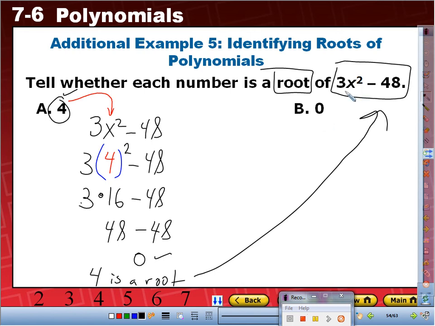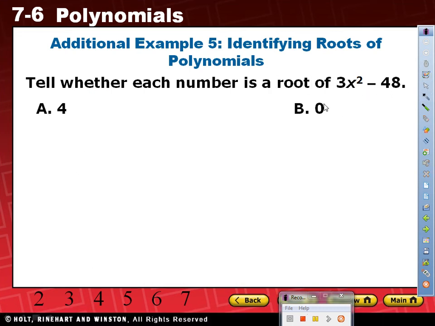Write down the polynomial 3x squared minus 48, substitute 0, please. Yeah, you can continue there. Just the polynomial. Copy the polynomial and substitute that number and see if that's a root.